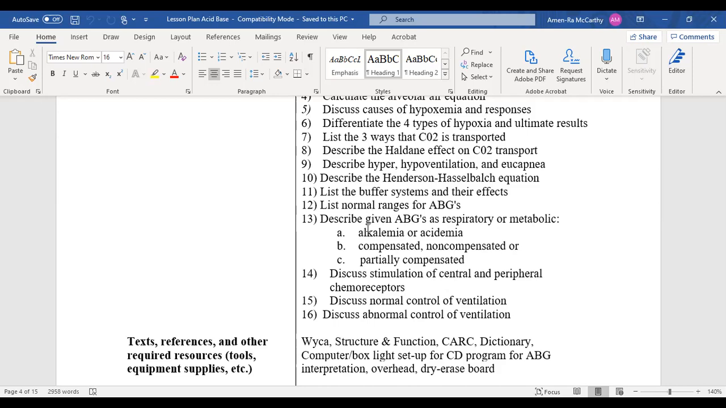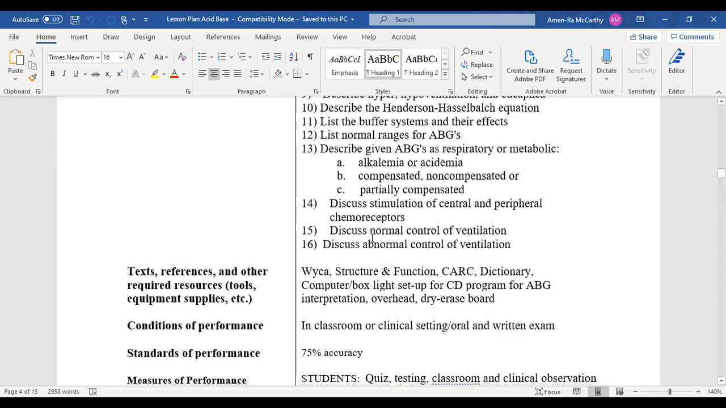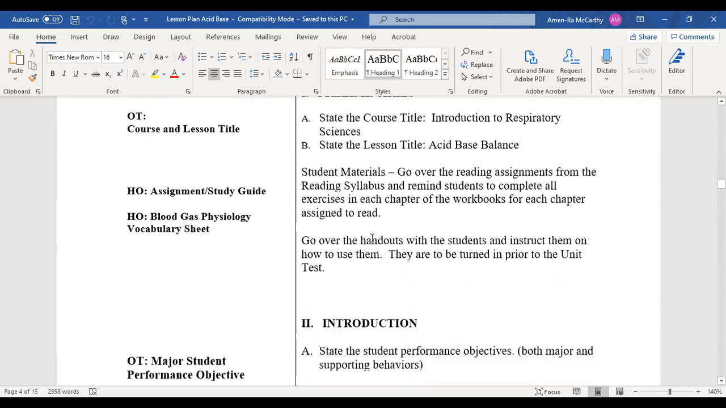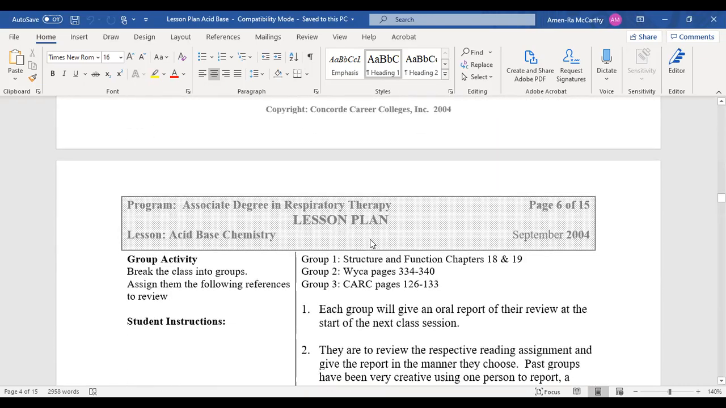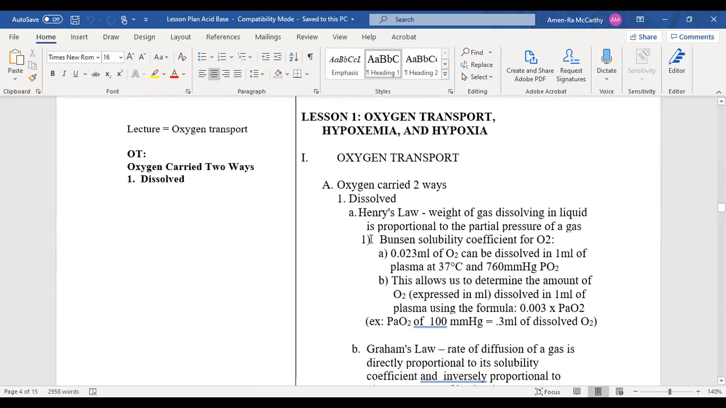all right? Number 14, discuss stimulation of the central and peripheral chemoreceptors. We touched on that a little bit with pulmonary, but now you're really going to hit it hard, okay? Discuss the normal control of ventilation and abnormal control of ventilation, all right? Here we go. Oxygen transport.